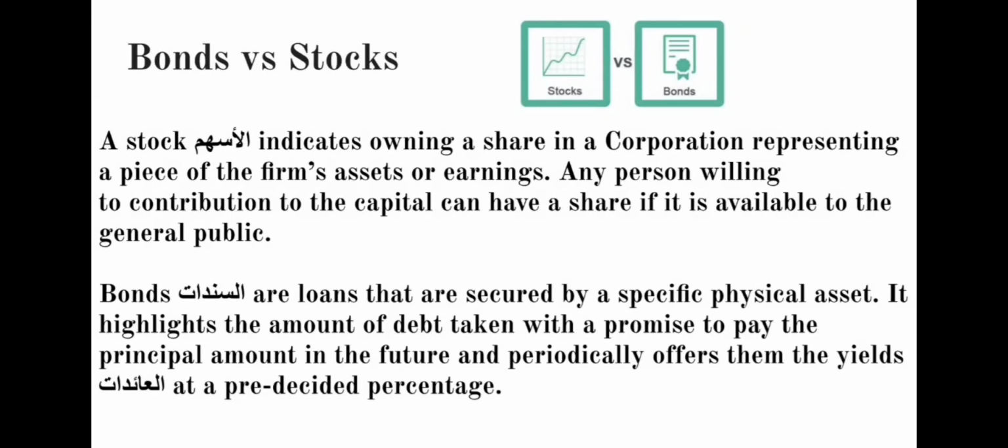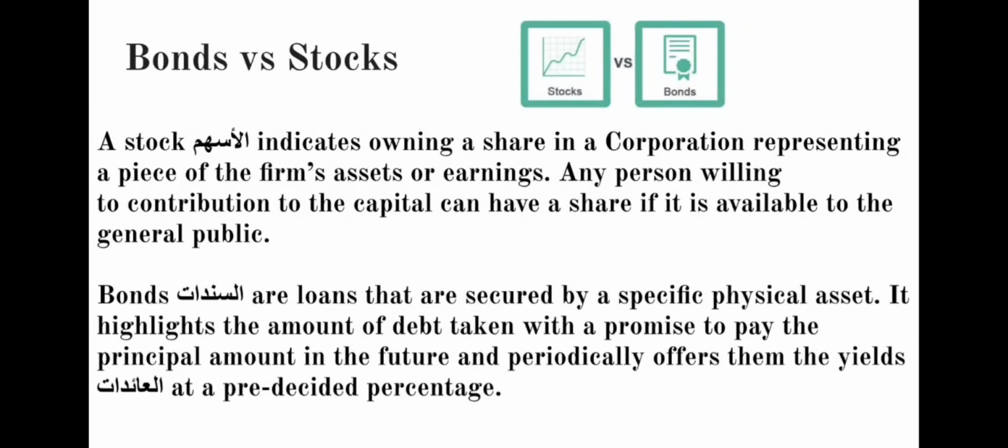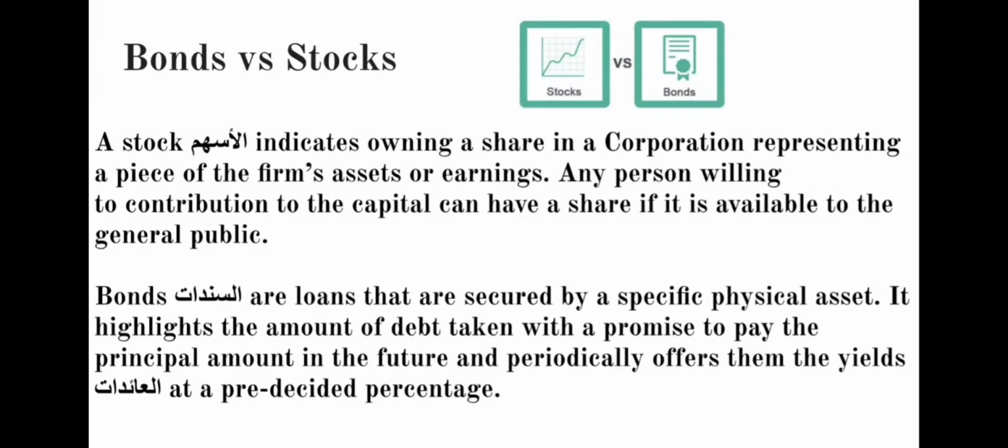Bonds versus stocks. A stock indicates owning a share in a corporation, representing a piece of the firm's assets or earnings. Any person willing to contribute to the capital can have a share if it is available to the general public. However, bonds are loans that are secured by a specific physical asset. It highlights the amount of debt taken with a promise to pay the principal amount in the future and periodically offers them the yields at a pre-decided percentage.